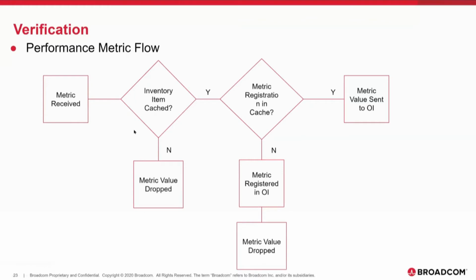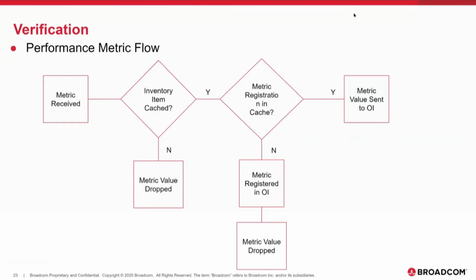So again, every 5 minutes we're getting a metric, typically from PM. If the inventory item is not cached, we're dropping it until we get that inventory cached. Once it is, if it's registered in OI already, we have a metric registration, and we can send it immediately. If it's not, we drop the value and register it, and then the next time we get the metric, at that point we should have a clear shot to be sending the metrics.